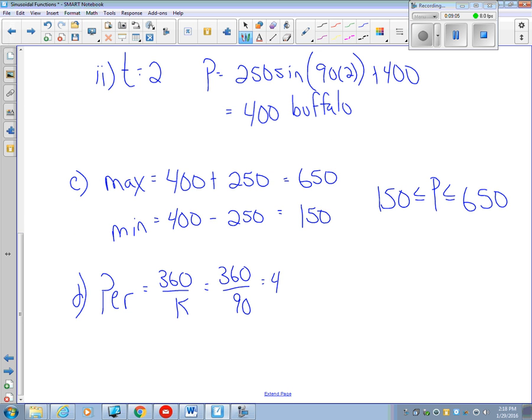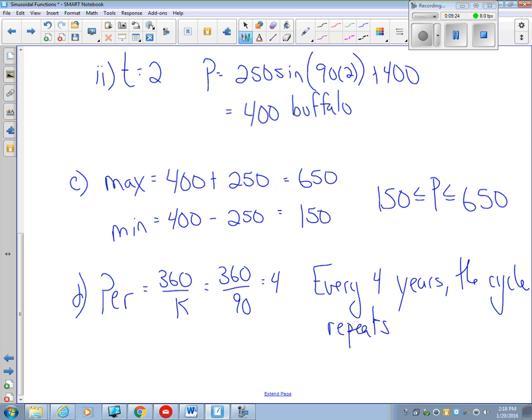What does that mean? Well, remember our variable was time and it was measured in years, so every 4 years the cycle repeats. Okay, so our population goes up, goes back down, goes lower, and recovers again. So something's going on there to make this population do that.